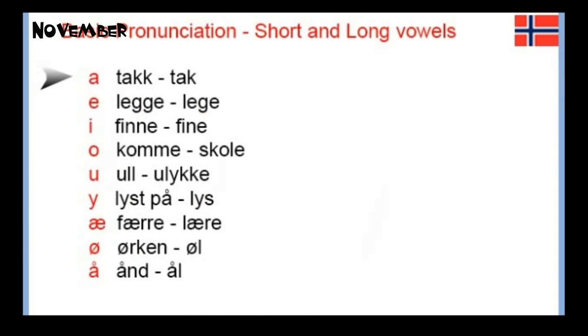Another element is short and long vowels. Norwegian basically only has two lengths of vowels: the short ones and the long ones. If the vowel, which you see here on the left written in red, is followed by two consonants, it tends to be short. If it's followed by one consonant or no consonant, it tends to be long. The vocabulary here is not very useful, so we will not go through it. Just listen to the difference between a short vowel and a long vowel.